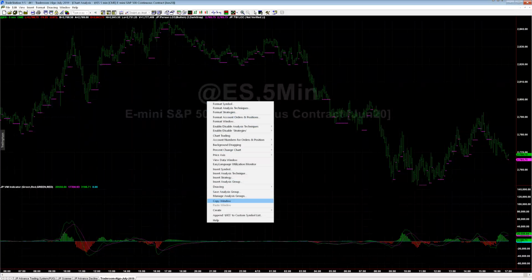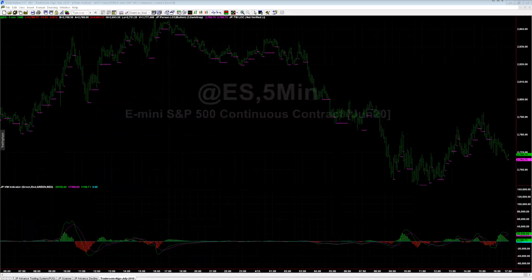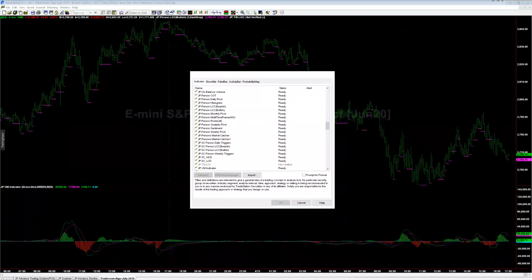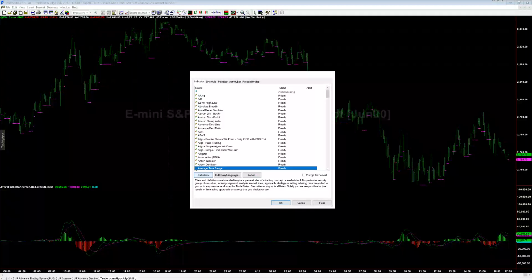And if you go over to the view data window, now this is 9.5, excuse me. But if you go over here and go to insert analysis technique, and even on 10.0 the same thing would work. If you go all the way up, I believe it should be average true range. Some platforms, I think Thinkorswim or Genesis, just say ATR, and this one spells it out: average true range.